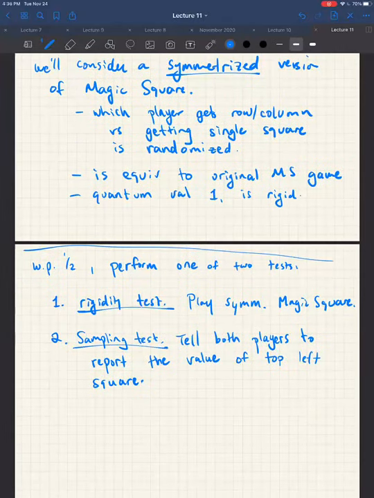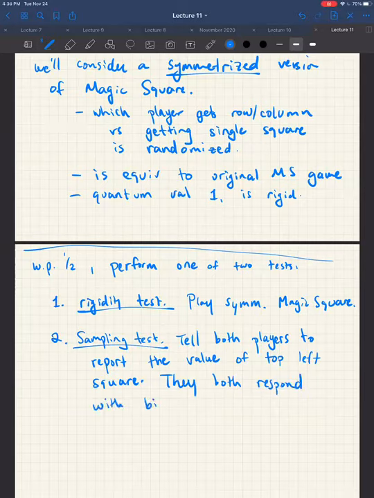Okay, so when they both get this single square question, they'll respond with just a single bit, right? And what the verifier will do in this case is accept if their bits are equal.